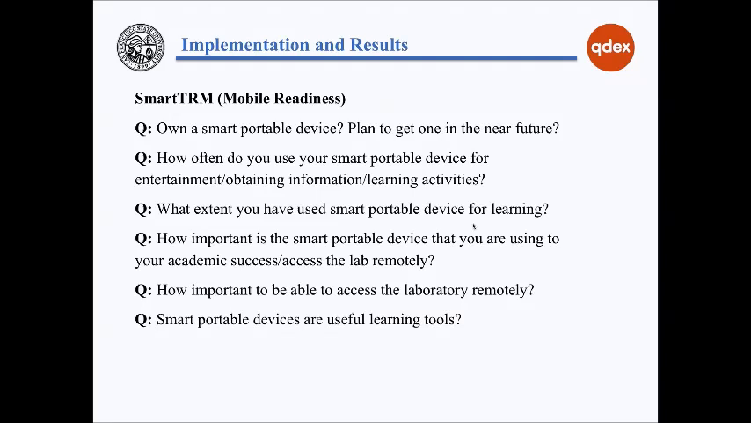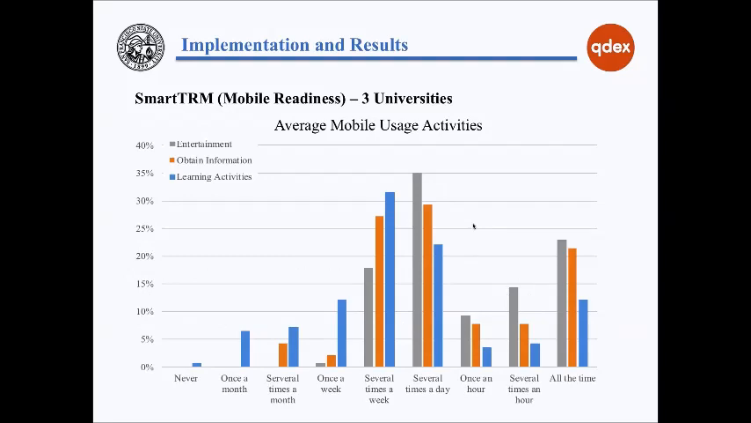In Smart Stream, we ask questions to evaluate students' readiness for mobile learning. For example, we ask, do they own a smart mobile device? If not, are they planning to get one in the near future? For those who have a mobile device, how often do they use it for entertainment, obtaining information, and learning activities? And here are some results.